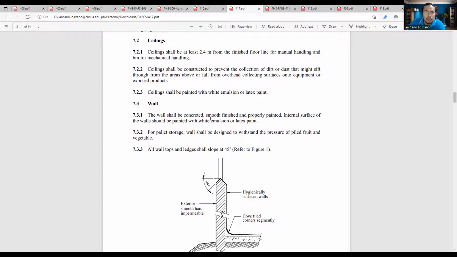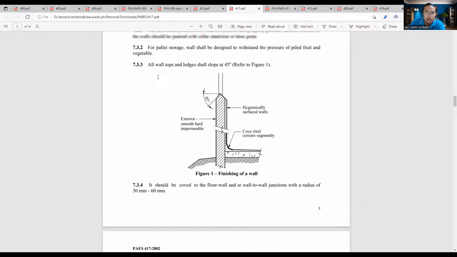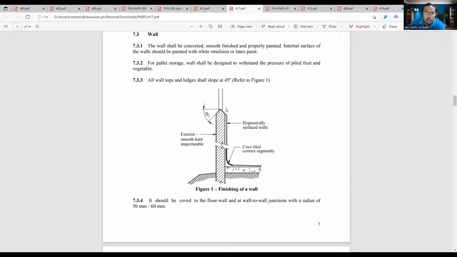Ceiling shall be painted with white emulsion or latex paint. The wall shall be concreted, smooth finished, and properly painted. Internal surface of the wall should be painted with white emulsion or latex paint. For pallet storage, walls shall be designed to withstand the pressure of piled fruit and vegetable. All wall tops and ledges shall slope at 45 degrees.